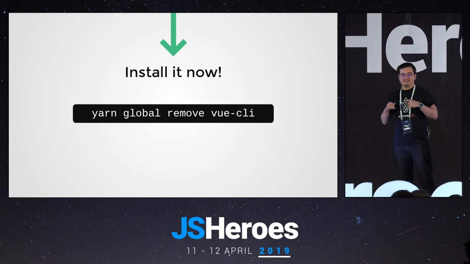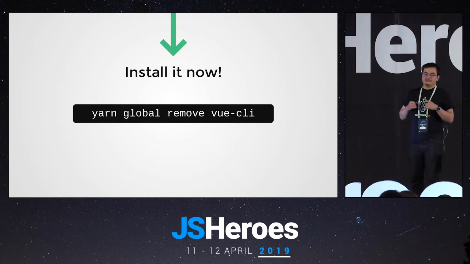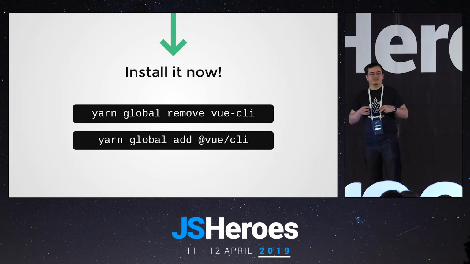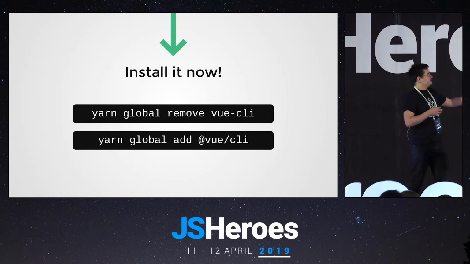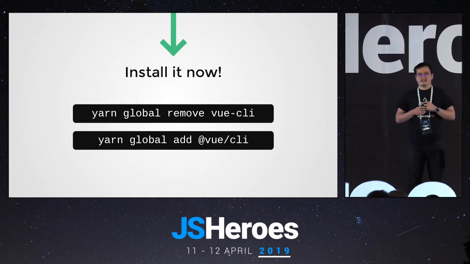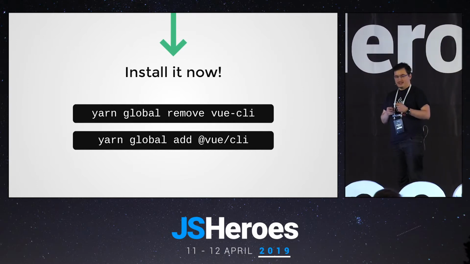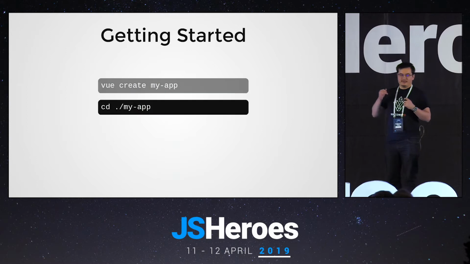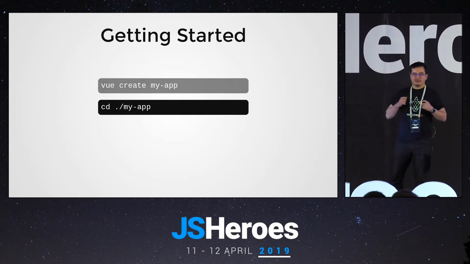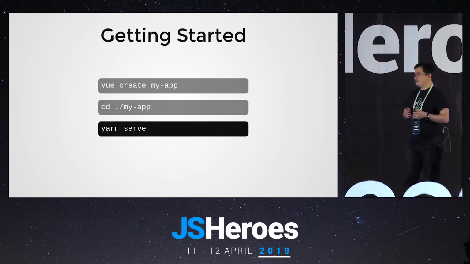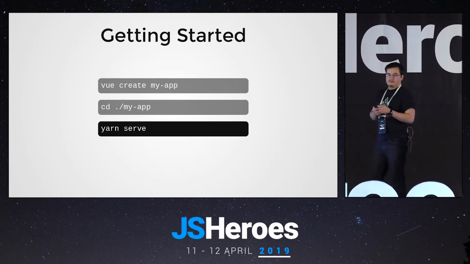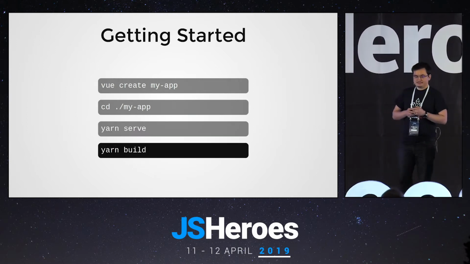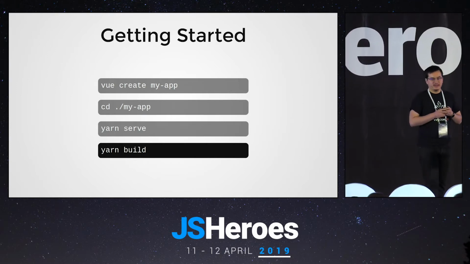If you previously used Vue CLI version 2 or 1, you should remove it from your computer, because we renamed the package to use the npm organization scope, so @vue/cli. To use it, you can use the vue create command with the name of your app, and then it will ask you a bunch of questions and create your project. Then you can go to the project and run several commands, like serve to have a Webpack development server running, or build your files for production. So it's quite easy to use.